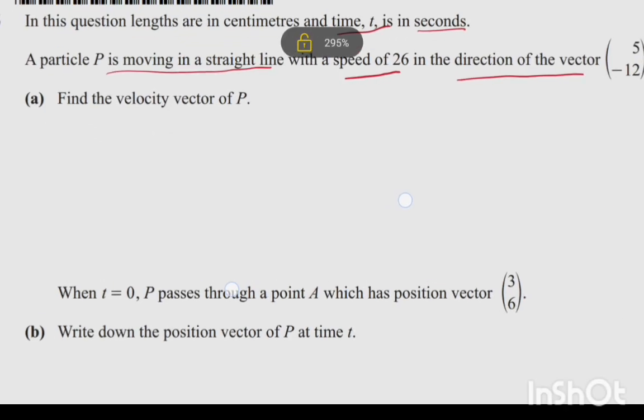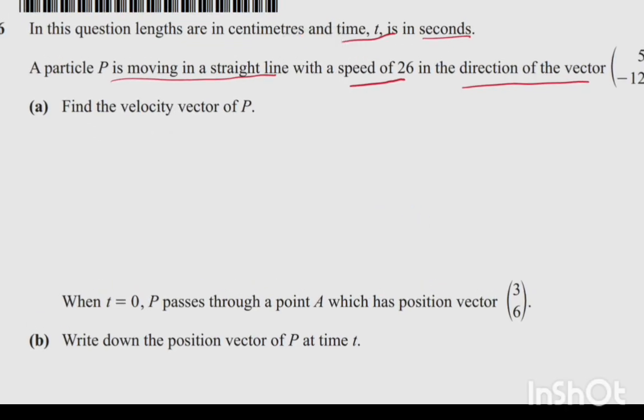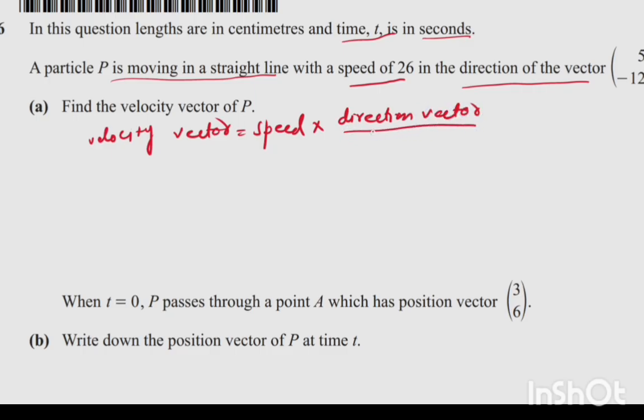So here, very simple, how do we find the velocity vector? The velocity vector is equal to speed multiplied by the direction vector divided by the magnitude of the direction vector.